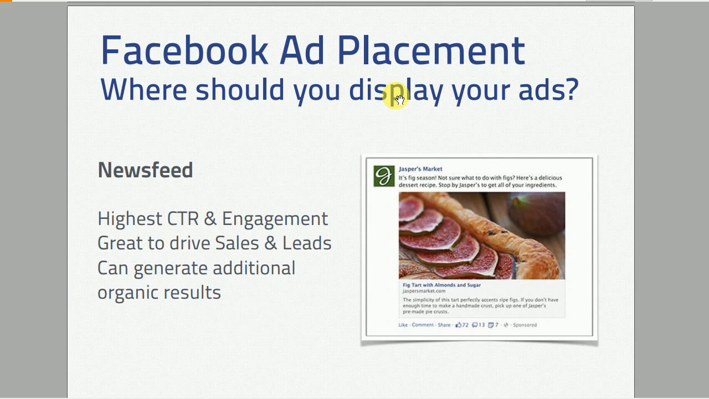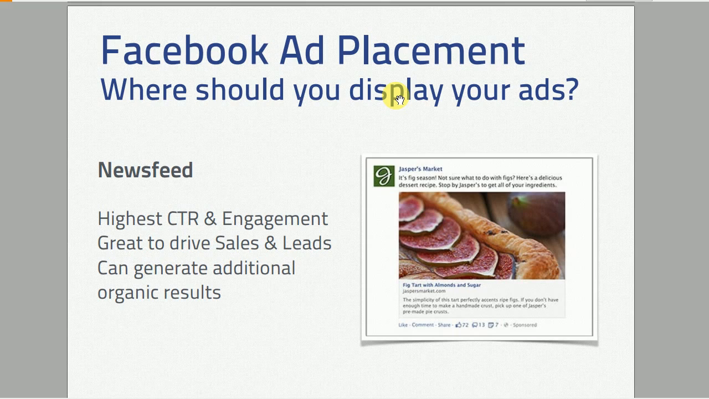So where should you display your advert? There's the news feed, there's the stories, there are other places, and Facebook keeps adding many of them every year. The news feed is the one that shows once you are scrolling through Instagram.